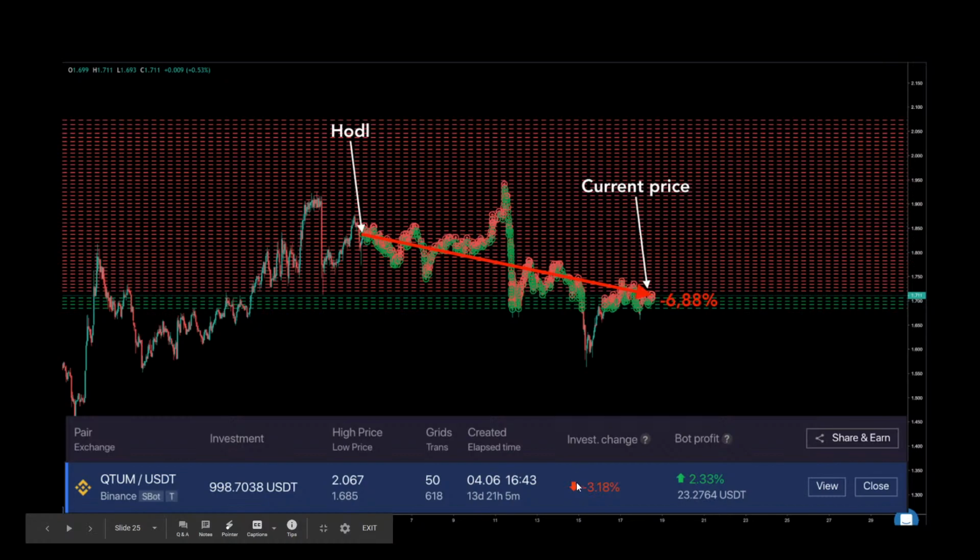And that's due to the fact that during this downfall, you see all of these trades made by the bot. So the price action that you see here is when the bot managed to make some micro gains for you, and that's exactly 2.33%. In terms of USDT, that's 23 USDT actually. So this return generated by the bot on this downfall did offset the negative value change. So instead of minus 6.88, you have only minus 3%.